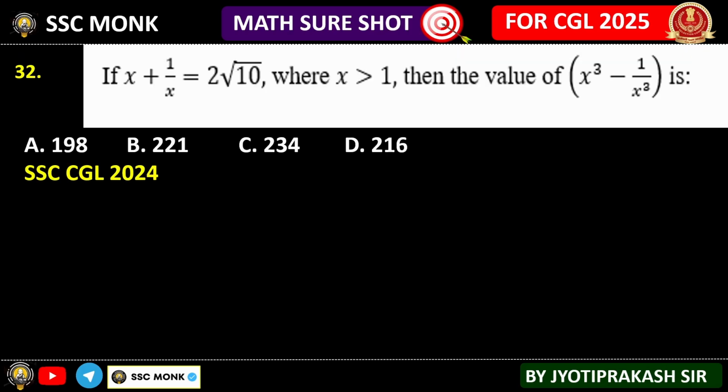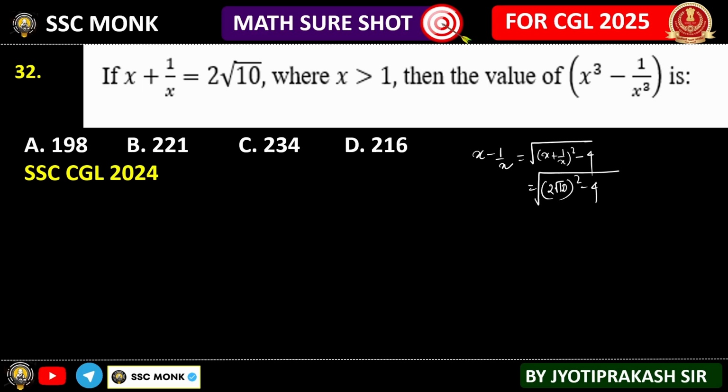Next, x plus 1 by x is equal to this much, then what is the value of x cube minus 1 by x cube? Now in order to get x cube minus 1 by x cube, we need to find out x minus 1 by x. See, x minus 1 by x is equal to the square root of (x plus 1 by x) whole square minus 4. Clear?